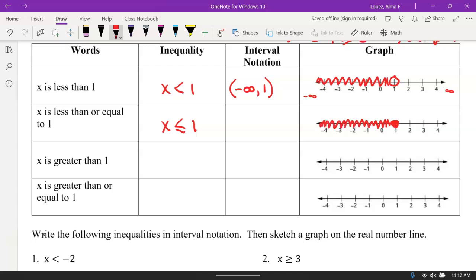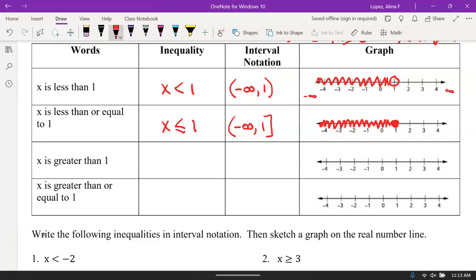So again, you read it the way you read an English sentence from left to right. The shading starts at negative infinity and goes all the way up to 1. The infinity part gets a parenthesis because infinity and negative infinity only use parentheses. The 1, however, has a solid circle on it, so we'll close it with a bracket.